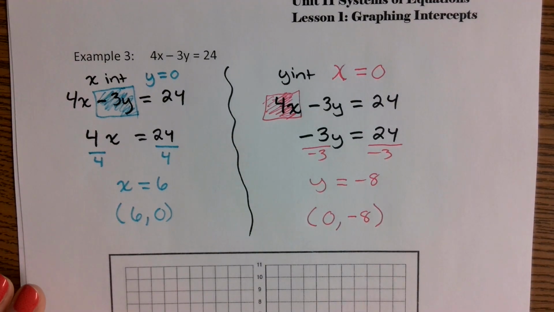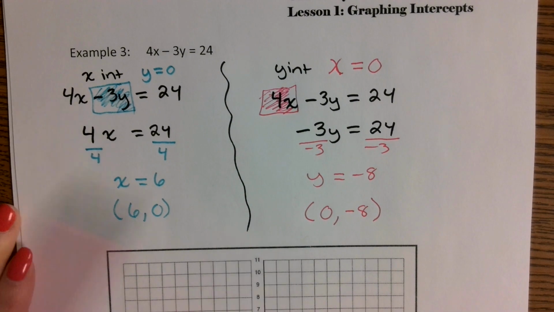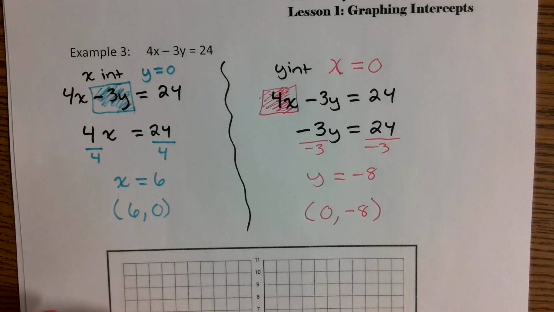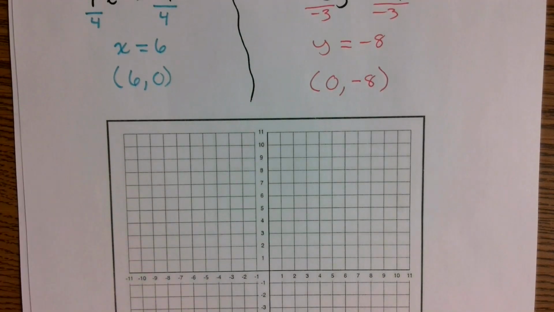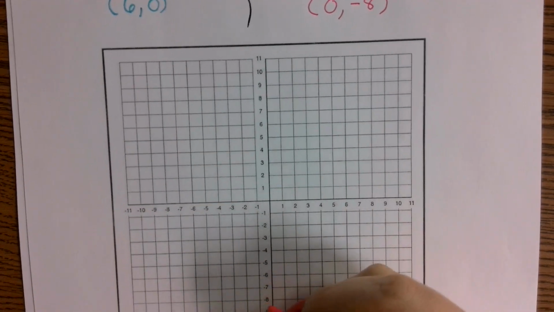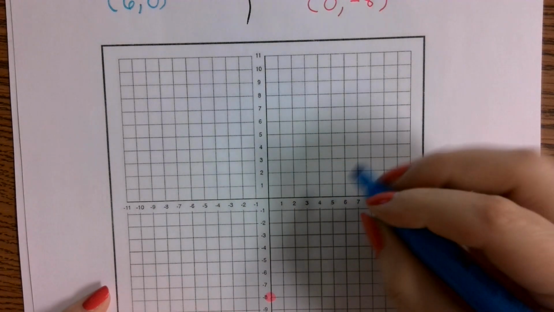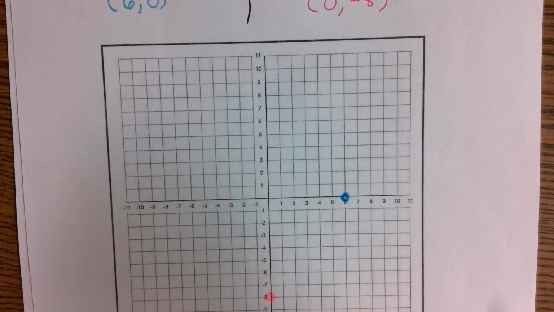You do not have to take standard form and rewrite it into slope-intercept form just to be able to solve. You can solve for your intercepts very easily when it's in standard form. Solving for your x, you just remove the y. When you're solving for the y, you just remove the x. That's it. Okay, and then you can graph them, just like before. Our y-intercept is at negative 8, right? 0, negative 8. So it's down here at the bottom. Our x-intercept is at 6, 0. And then we connect.